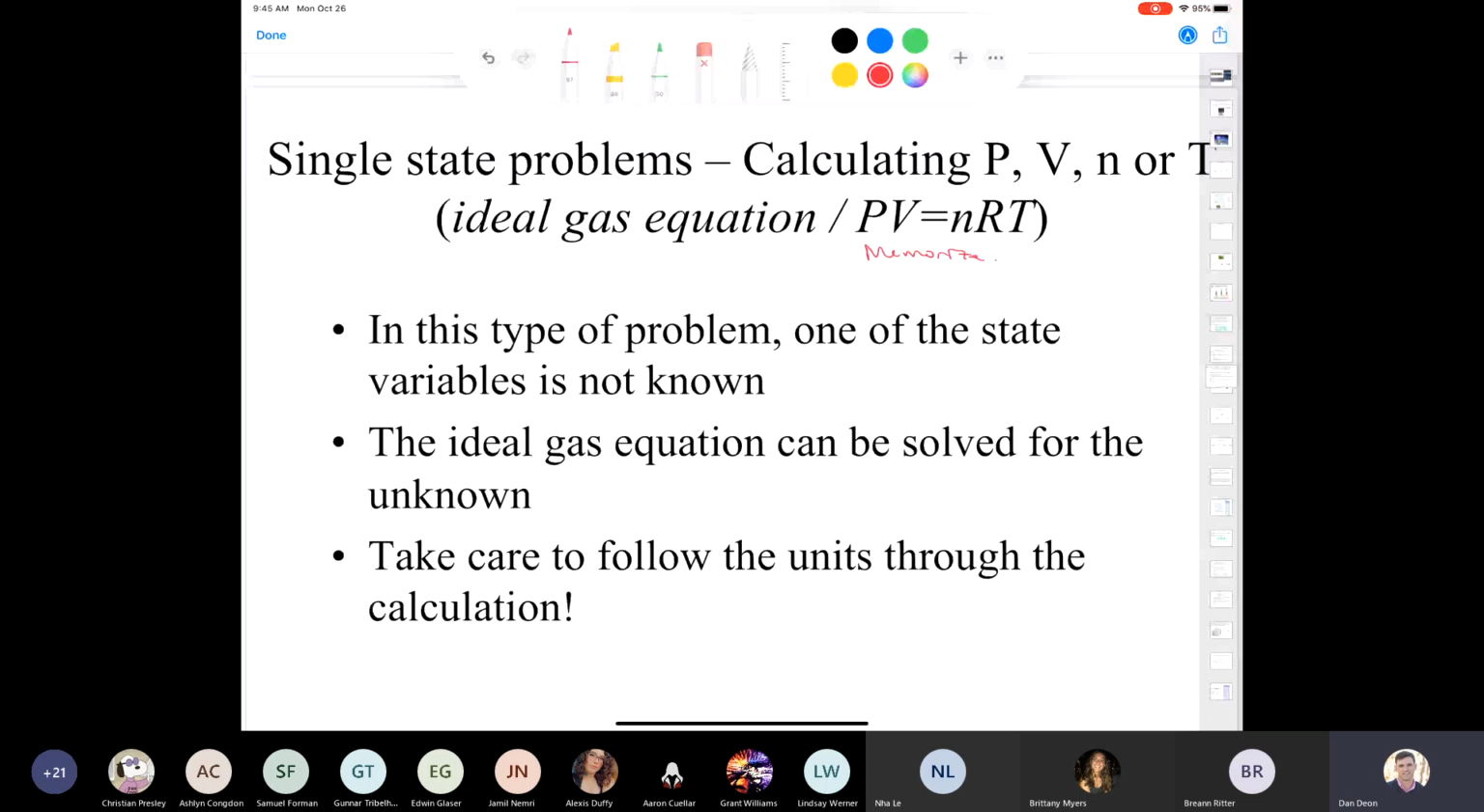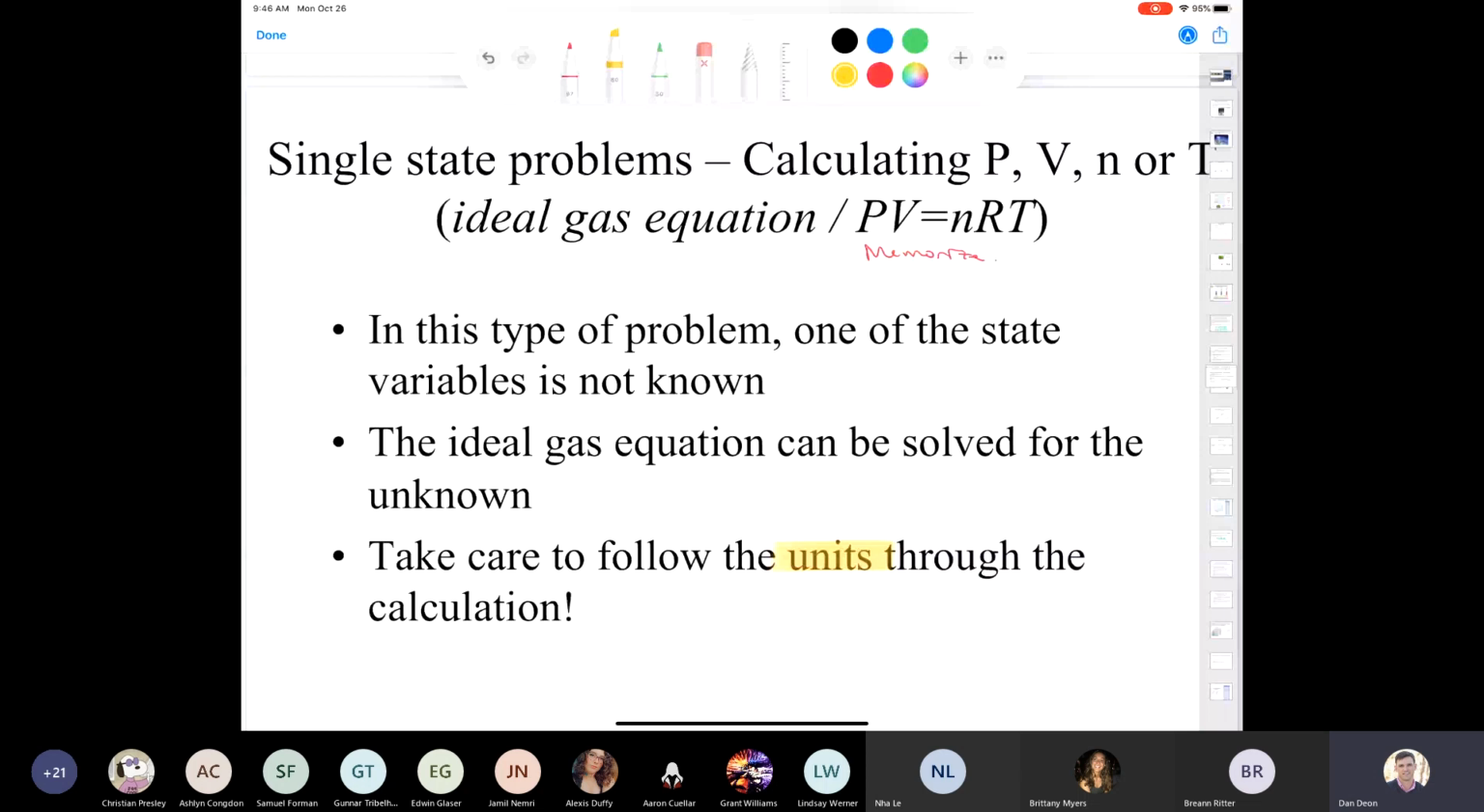Now, in this type of problem, we're going to have, say, pressure, volume, number of moles, and we'll have to solve for temperature. So we're always left with one variable that we don't know, but we can always manipulate the ideal gas equation to solve for that. Now, this is just Mr. Dion being a dad here, but it says take care to follow the units. I can't stress that enough.